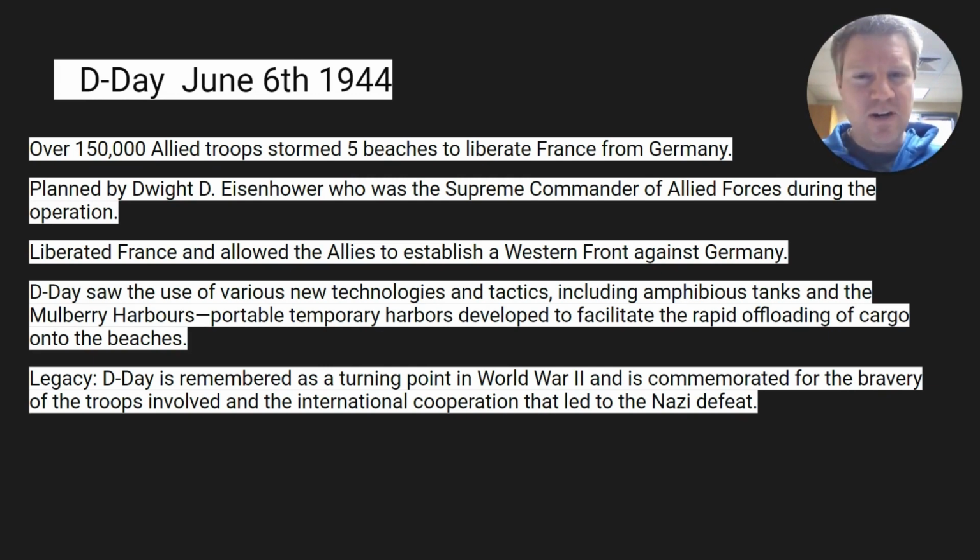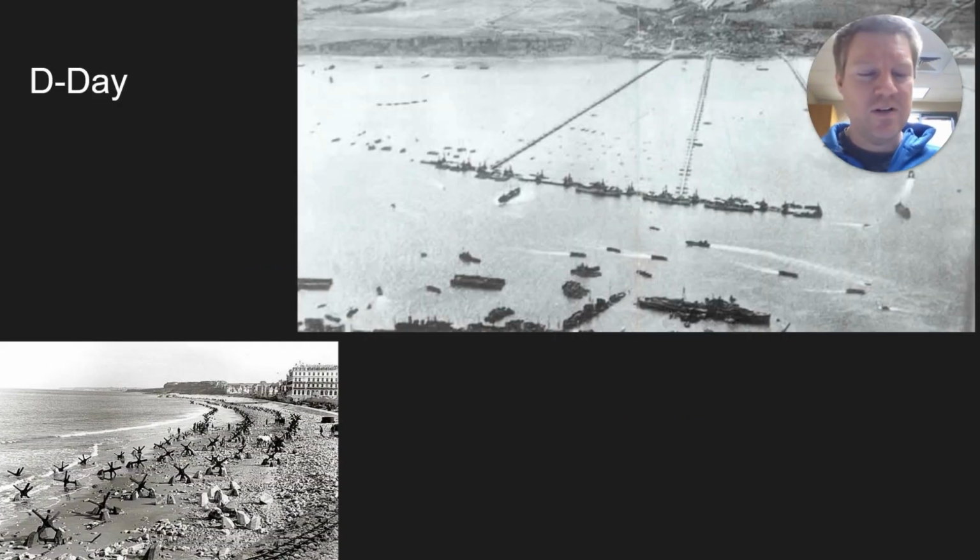It saw the use of various technologies and tactics, including amphibious tanks and Mulberry harbors, portable harbors that were developed and facilitated for offloading big cargo. This battle is always viewed as the major turning point of the war because the Nazis had to fight from the west again instead of being able to just focus on the east. Over 150,000 troops took part in it. And immediately in the first day, 10,000 troops died because it was so difficult.